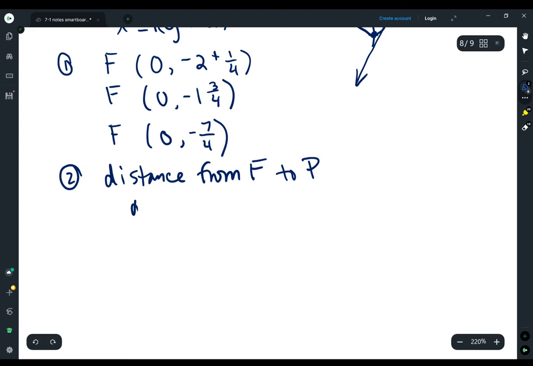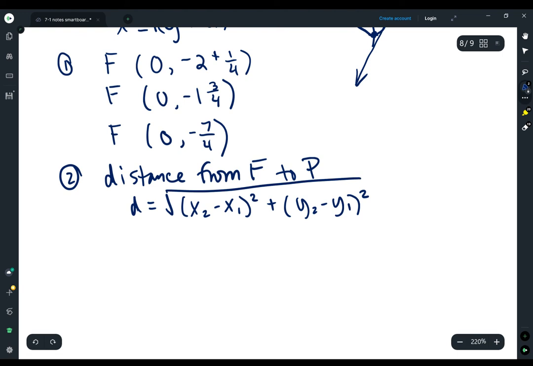So distance formula, D equals square root of x sub 2 minus x sub 1, that quantity squared, plus the quantity y sub 2 minus y sub 1 squared. And let's see, P is at, remember, (2, 2). My focus is at (0, -7/4). So I'm going to go ahead and just substitute everything. So this will be (2 minus 0) squared plus (2 minus -7/4) squared.